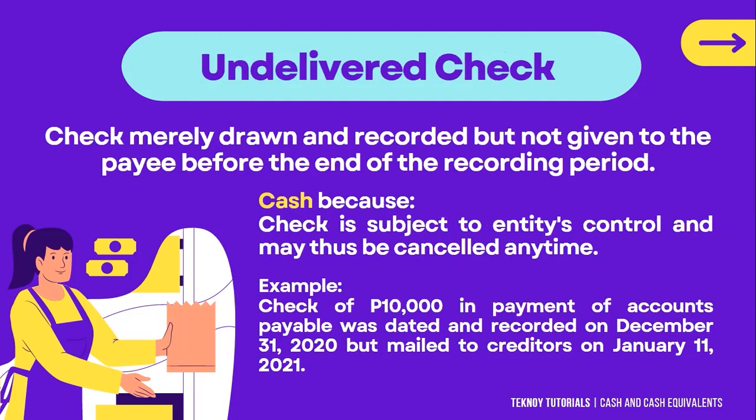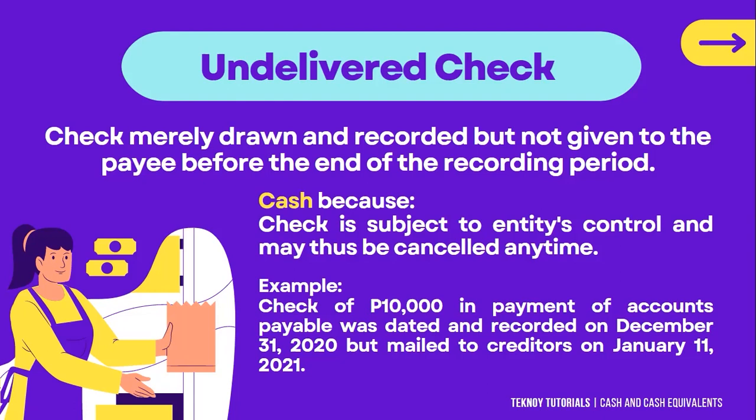Next item is the undelivered or unreleased check. This check is merely drawn and recorded but not given to the payee before the end of the reporting period. This check is part of cash because there is no payment when the check is pending delivery to the payee at the end of the reporting period. The reason is that an undelivered check is still subject to the entity's control and may thus be canceled anytime before delivery at the discretion of the entity.